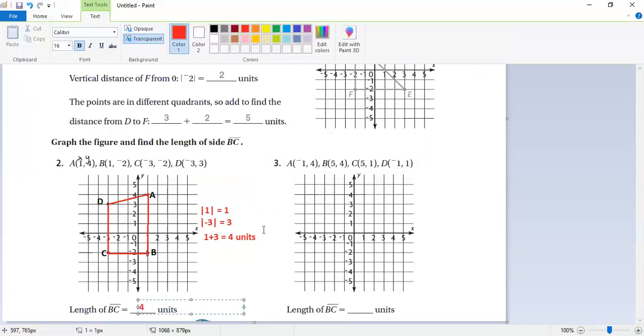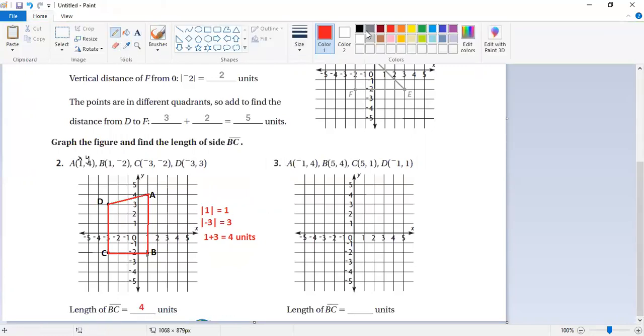Okay, fine. Moving to the next question. So next question is again the same. It's A is -1 and 4. So -1 is here and 4 is up here. So draw a point. And then 5 and 4. So 5 and 4 is here again. Then 5 and 1 is for C. 5 and 1 here. Okay. And then -1 and 1. So -1 and 1. So this is a rectangle as you can see, right?